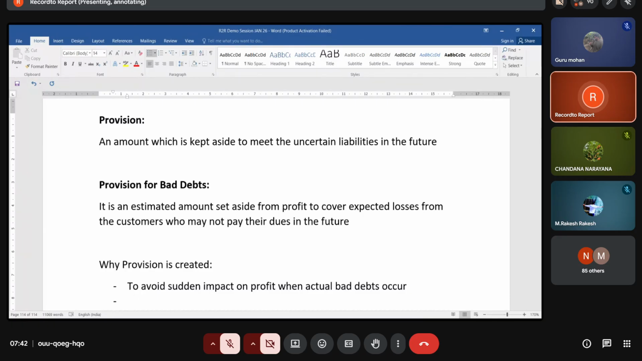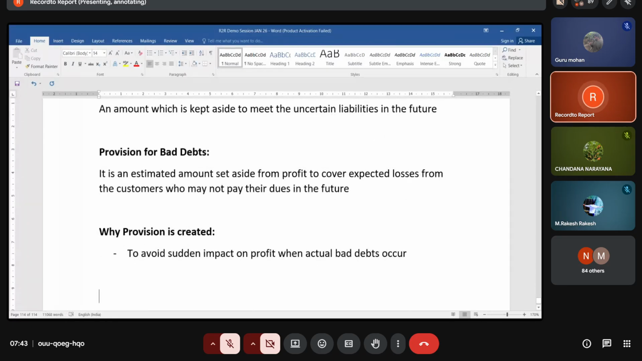So while making the sales, the company showed 10 lakhs and created a provision of 1 lakh rupees. So the revenue will show only 9 lakhs, not 10 lakhs, because 1 lakh is reduced to create a provision. Why is this 1 lakh reduced? To recover from such financial losses in the future, and to avoid a sudden impact on profit when actual bad debts occur. That is the reason provisions are created, guys. And provision for bad debts is a liability account.